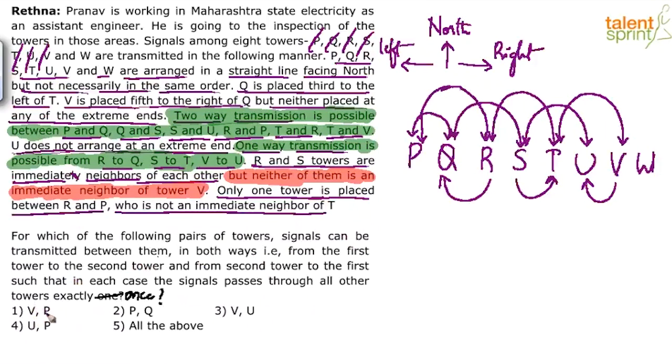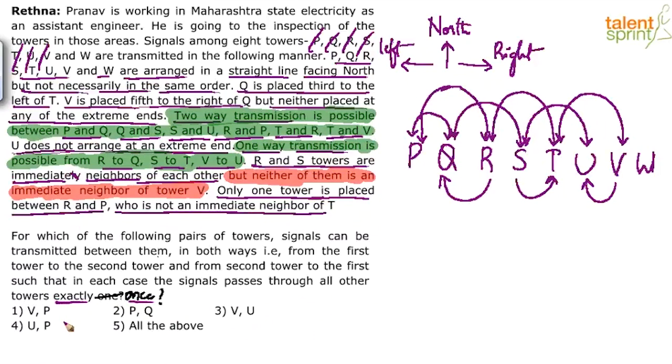So from V to P and from P to V, such that in each case the signal passes through all other towers exactly once. When you are transmitting a signal from V to P, the signal should pass through all the remaining 6 towers exactly once. It should not be more than once. So let's take option by option and verify.